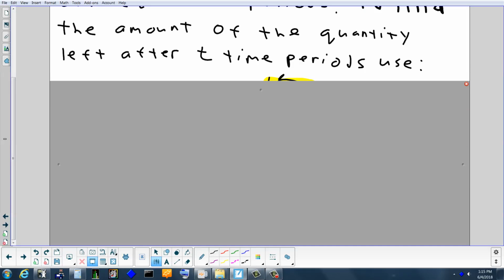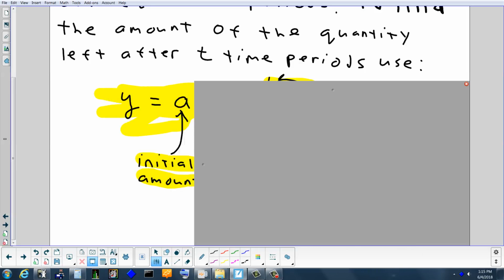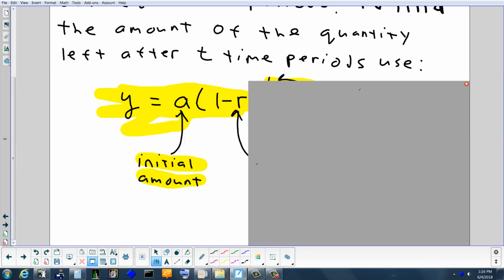So we'll start with, like Joe just said, y equals a, then parentheses, then we have the 1. Now here's where the difference is going to be. We're talking decay, so we're going to minus.